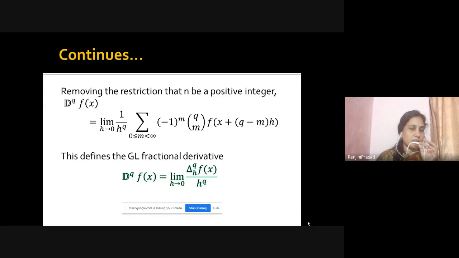So like that, so many mathematicians have developed their own fractional derivatives. But it is also correct. The way of producing is correct only, so we can't say anything. So this is the Grunwald-Letnikov derivative.